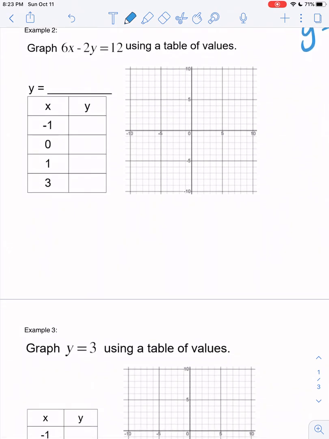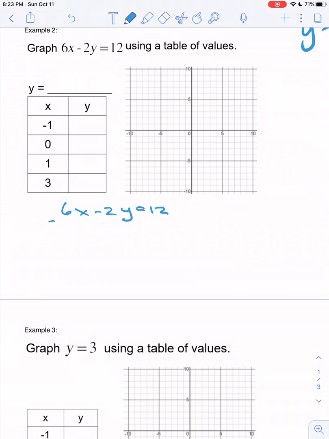It's not in y equals format, and that's why we've been practicing how to put an equation in y equals format. So that's the first thing we want to do. It's going to make our work easier. So we know how to get this into y equals format. We've been practicing that in class.